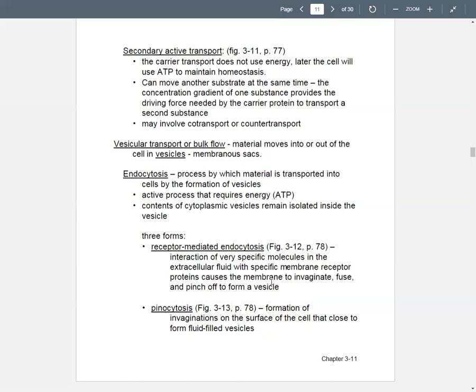Okay, so what's the difference between active transport and passive transport? Big difference. What's the big difference? Okay, active transport requires energy, requires ATP usually.